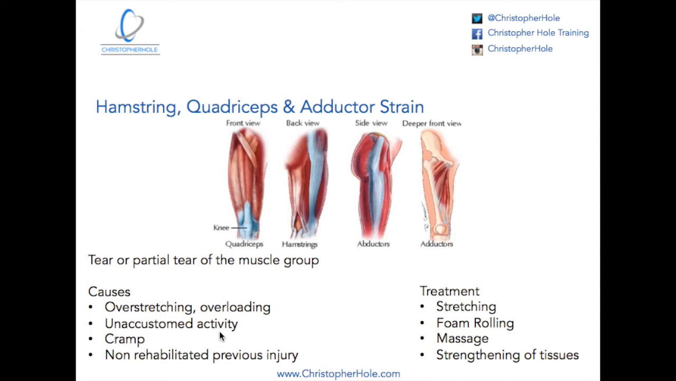Other causes are an unaccustomed activity, cramp or a non-rehabilitated previous injury. Basically a non-rehabilitated previous injury is just a weakened tissue that's possibly got a lot of scar tissue around it that hasn't been properly recovered and properly built back up. So they're just left vulnerable to overloading and possibly overstretching as well. So that would fall into the traumatic injury category.